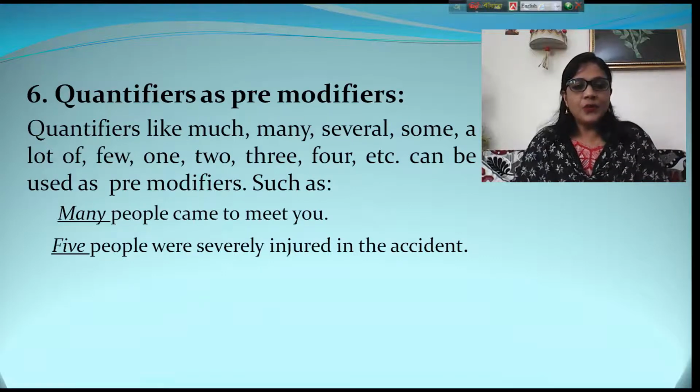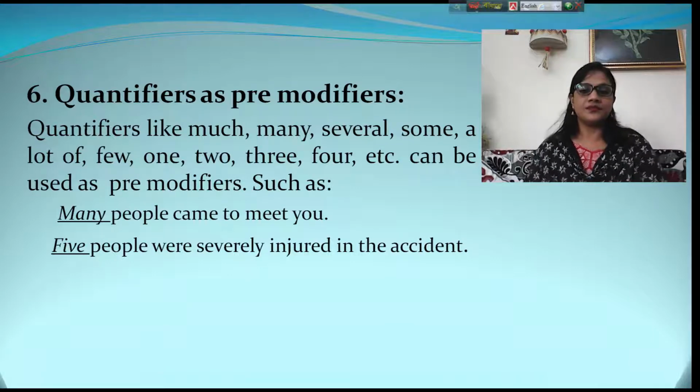Then, 5 people were severely injured in the accident. Here 5 is a quantifier and is placed before the noun, and it modifies the noun, and it influences that noun clearly. For this reason here 5 is used as a pre-modifier.